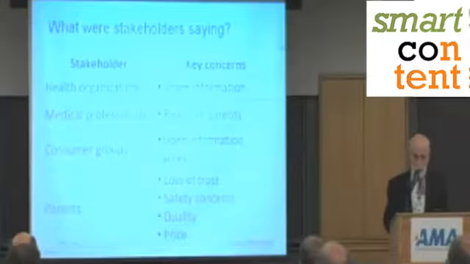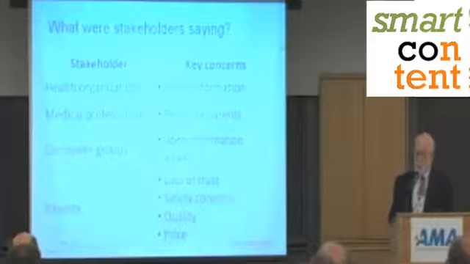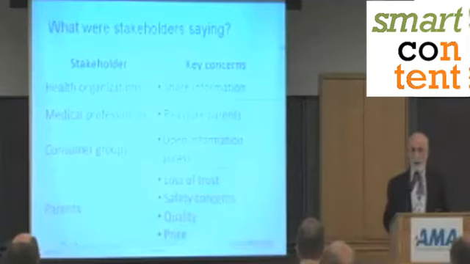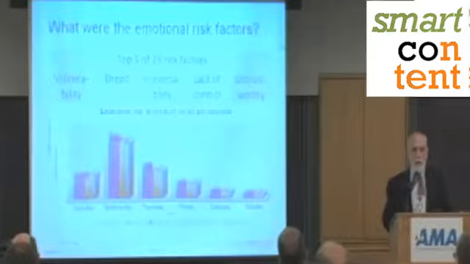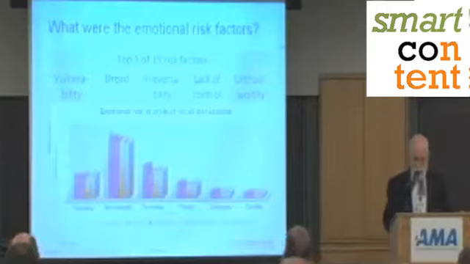And parents, who were also on the negative side in the lower left, were expressing concern that they were having loss of trust in the company, they were worried about safety, they were worried about quality, and they were worried about price. Now these are the more rational elements that feed into our reputation model. These are the top 5 of 19 risk factors. The news of this recall hit, I believe, on a Tuesday afternoon, so by Wednesday it hit the full news cycle. Vulnerability, dread, irreversibility, lack of control, and untrustworthiness.